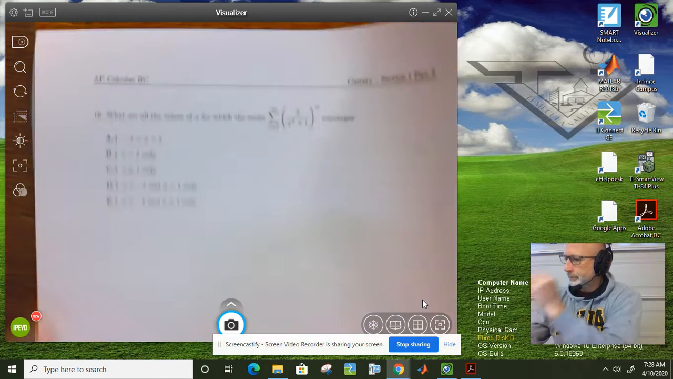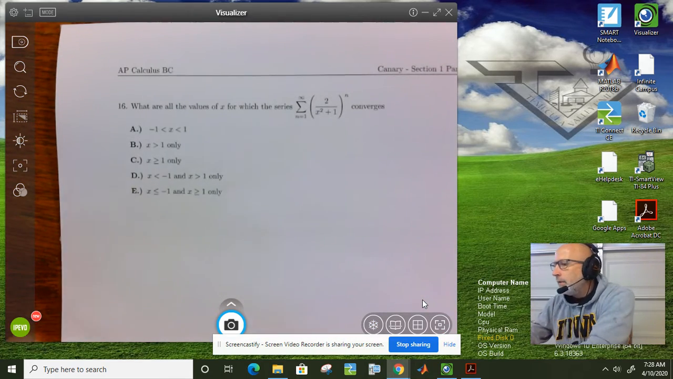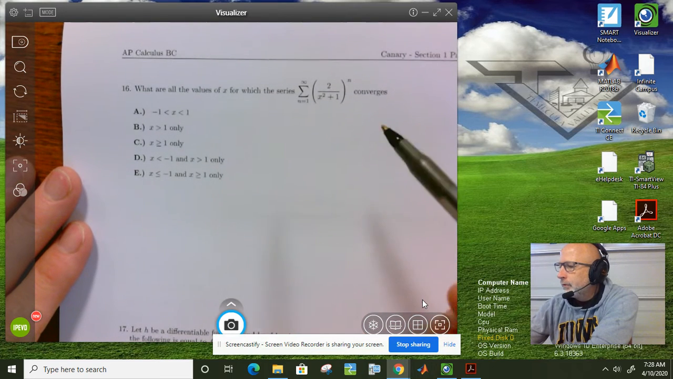A few more left. Okay. What are all the values of x for which the series converge? This is a tricky one.